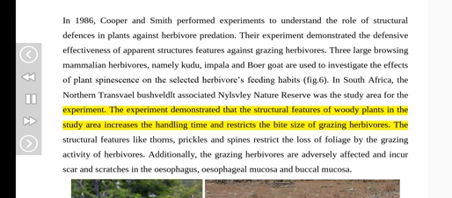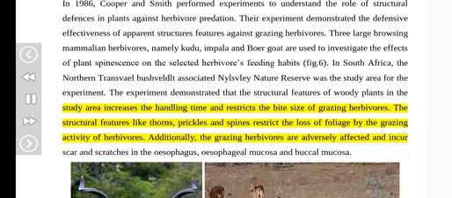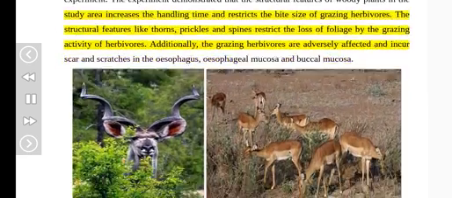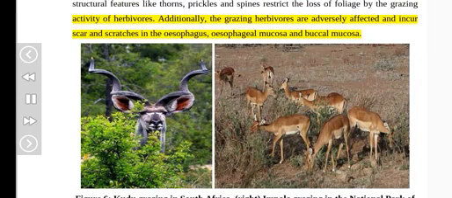The experiment demonstrated that the structural features of woody plants in the study area increase the handling time and restrict the bite size of grazing herbivores. The structural features like thorns, prickles and spines restrict the loss of foliage by the grazing activity of herbivores. Additionally, the grazing herbivores are adversely affected and incur scars and scratches in the esophagus, esophageal mucosa and buccal mucosa. Figure 6. Left, kudu grazing in South Africa; right, impala grazing in the National Park of Africa.